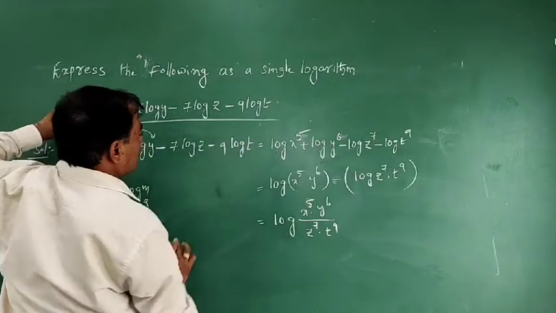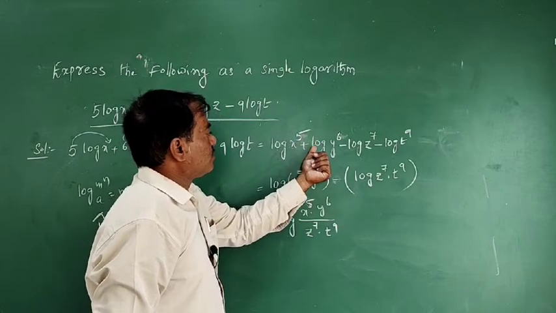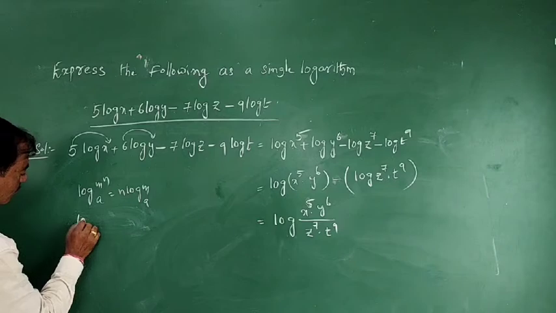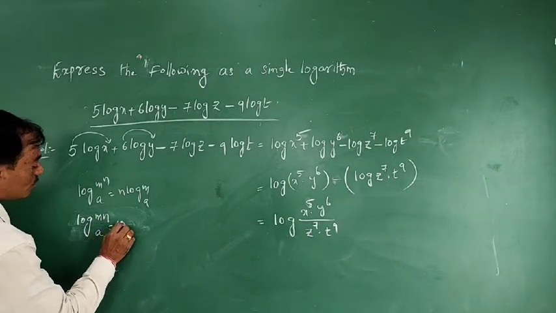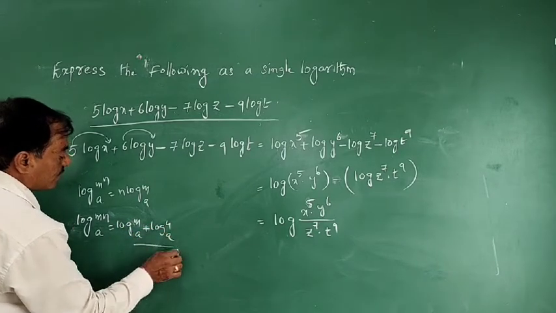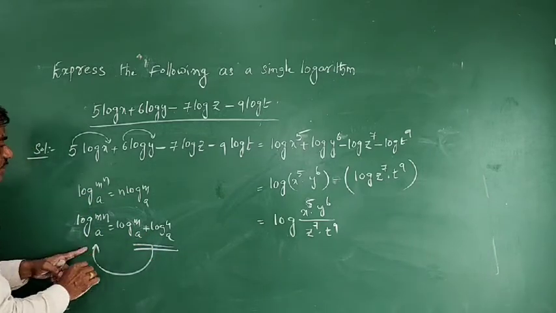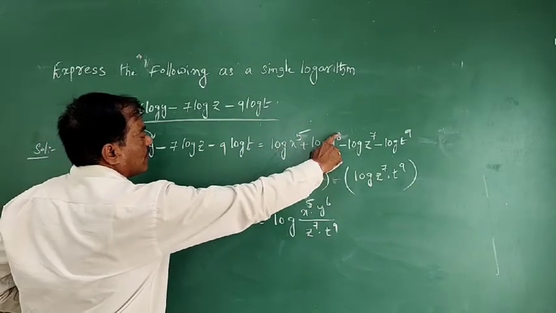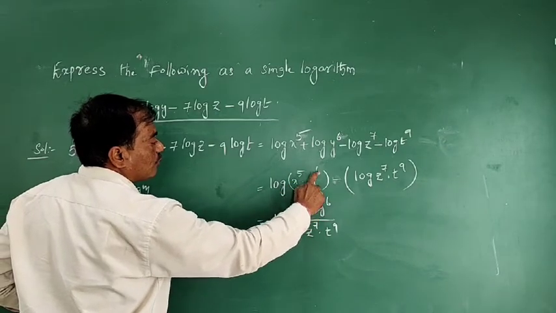Yeah, this is over. And these two expressions, log x to the power of 5 plus log y to the power of 6, are there. Here log of m into n to the base a equals log m to the base a plus log n to the base a. The first two terms are in this form, so these two terms can be expressed in this form. That's why log x to the power of 5 plus log y to the power of 6 can be written as log of x to the power of 5 into y to the power of 6.